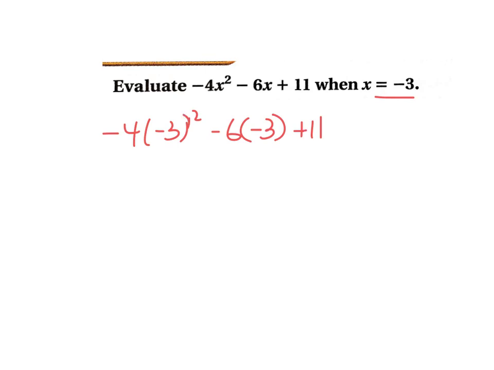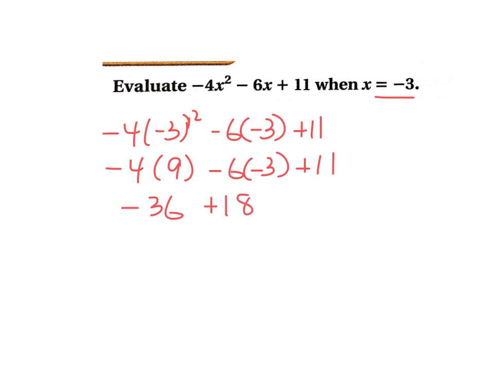Now go through order of operations. First thing you do is exponents. So I'm going to do the -3 squared. -3 squared is 9. Then -6 times -3, plus 11. Then you do multiplication and division from left to right. So my multiplication is here, -6 times -3, which is +18, going left to right, plus 11. Then I'm going to add and subtract left to right. If I add -36 and 18, that's -18, plus 11, -7. So make sure you have your order of operations there. Not very difficult, just plug in the number for the variable.